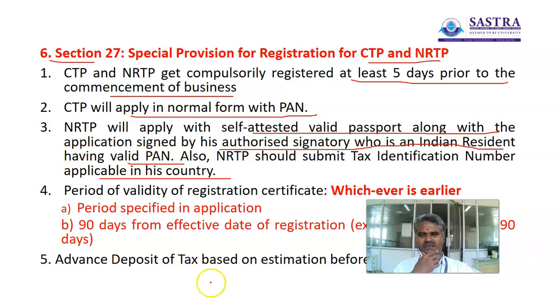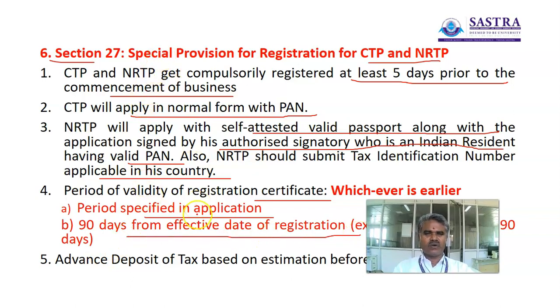The period of validity of registration certificate, whichever is earlier. Period specified in application, 90 days from effective date. Once they register their business, their validity of registration is only 90 days. So after 90 days, they have to register again. So extended for further 90 days, maybe. Extended for further 90. So once in 90 days, they have to register their business continuously because they are not in India. An NRTP is not a resident of India.